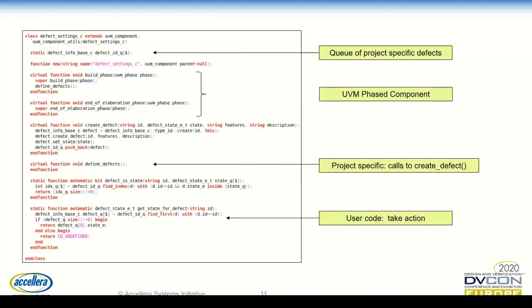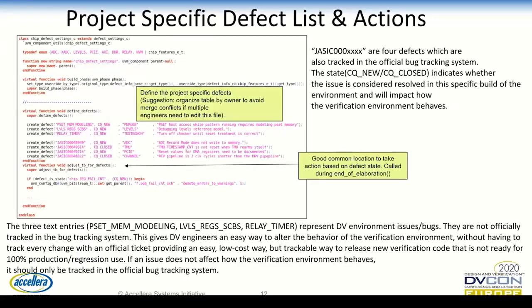So this is the class, right? So you see the function, the build phase, just a standard UVM component, and then the create defect for every single defect, the state and the features and the description, and then the define defects. So define defects is the list, so that's where you put all your defects. You're going to see in the next slide. And then some functions to access the state and change the state.